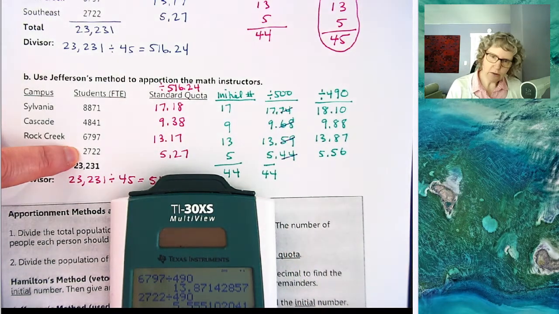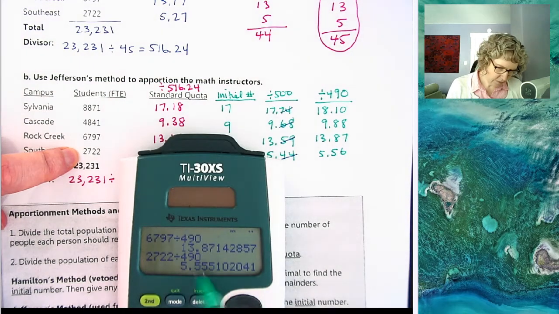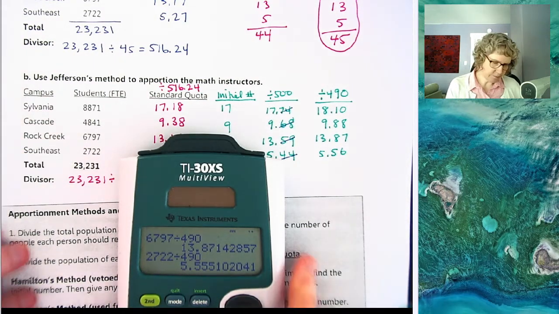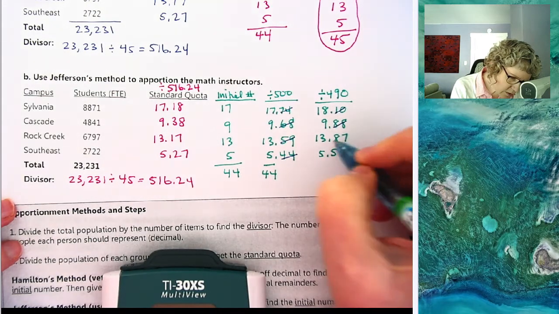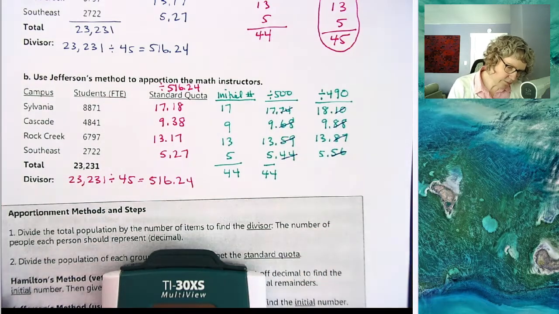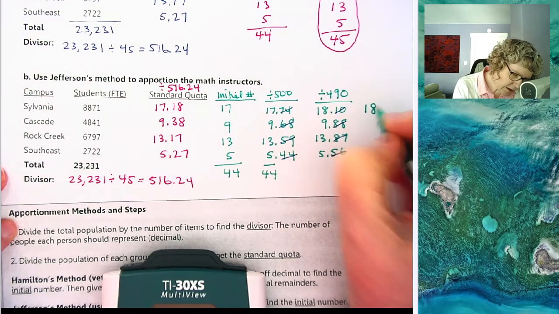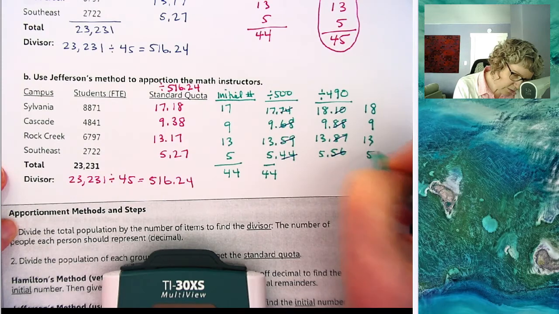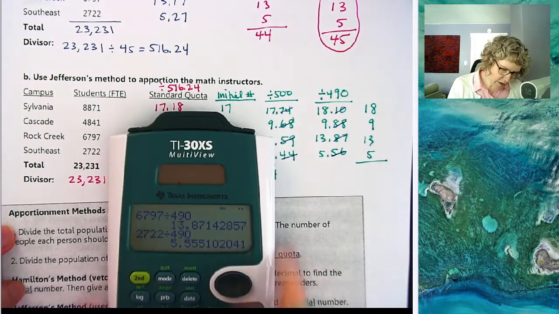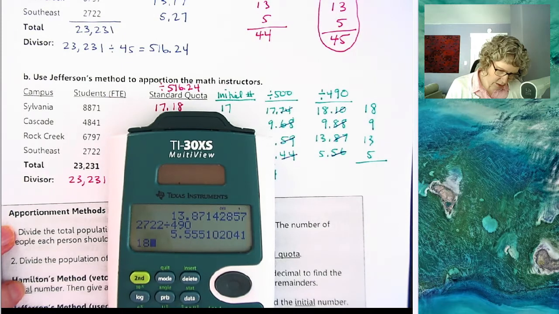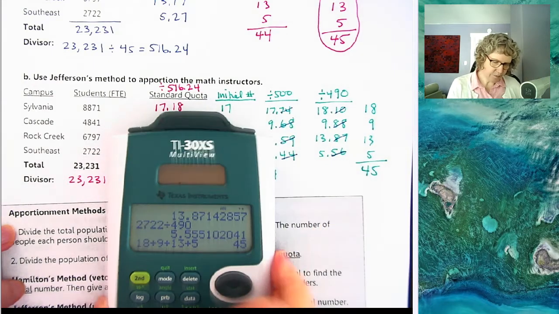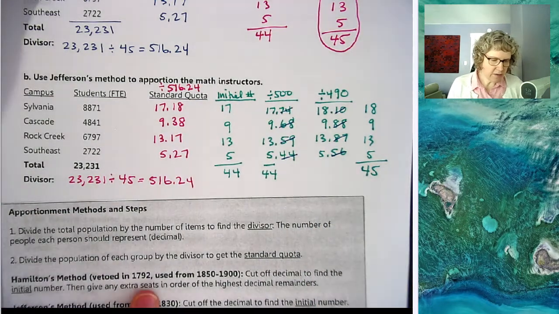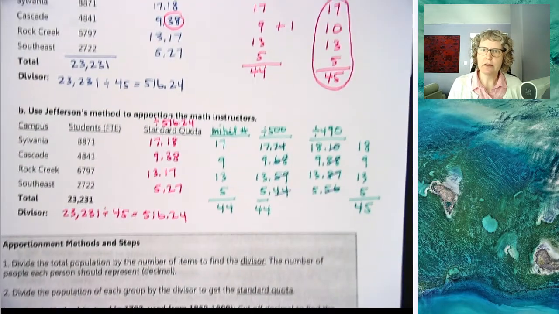5.56. Okay, now we cut off all these decimals. So we have 18, 9, 13, and 5. That should be 45, right? But it's always good to check. Exactly 45. So notice that our answer came out different from Hamilton's method.